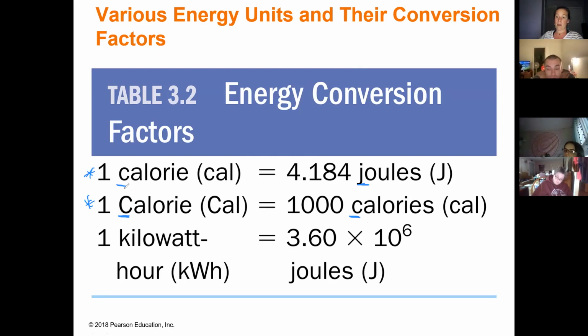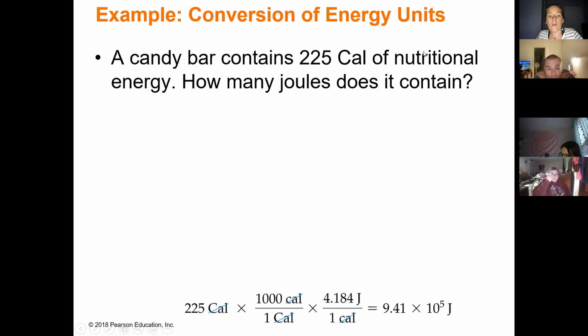We're going to go to the next slide. I'm going to have you do a unit conversion for these. Okay, so let's say we have a candy bar, and the candy bar contains 225 nutritional calories, or big C calories. How many joules does it contain?